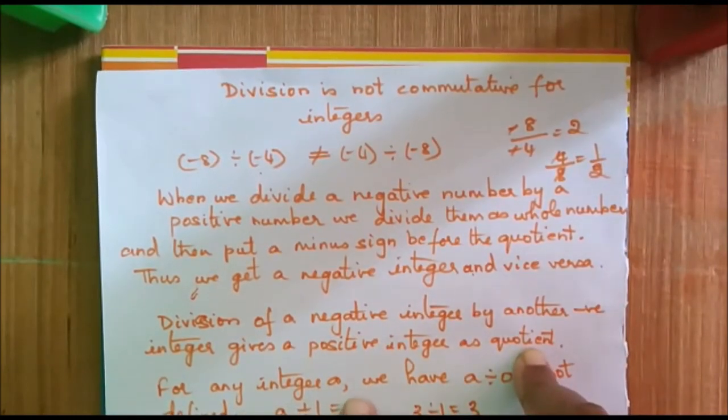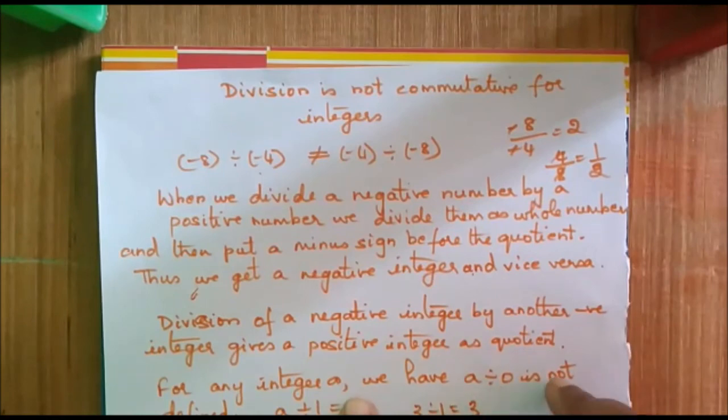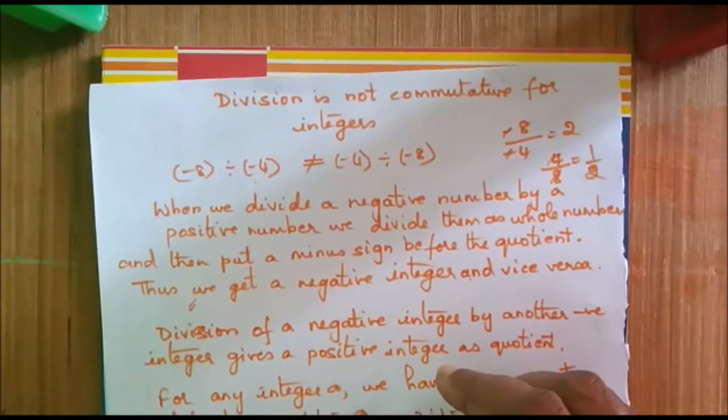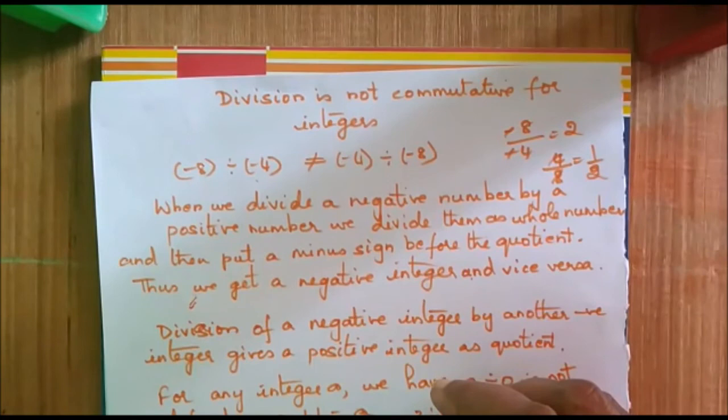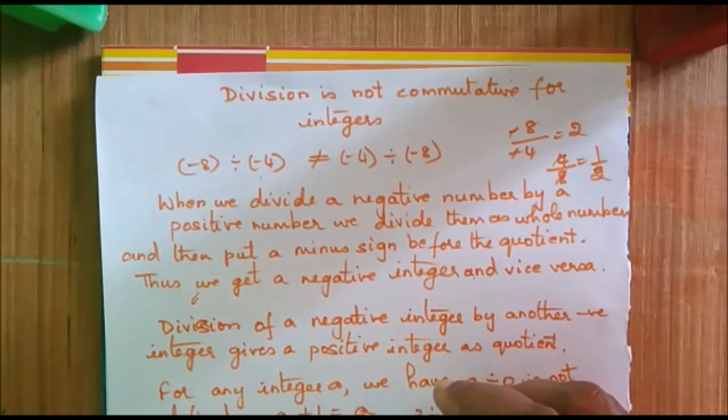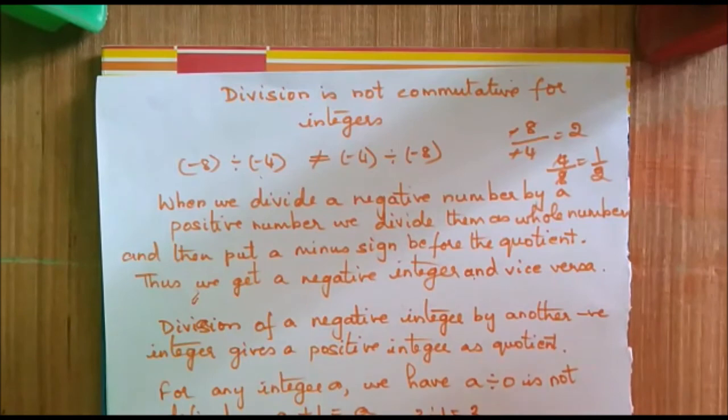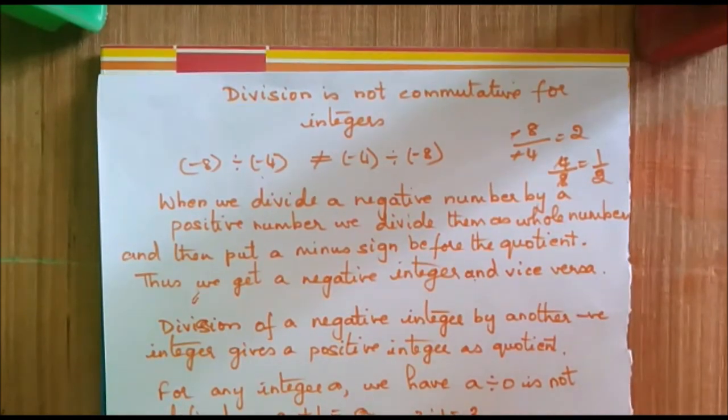Therefore, for any integer a, a divided by 0 is not defined. Any number that is divided by 0 is infinity. It is not defined. Whereas a divided by 1 is equal to a. That is 3 divided by 1 is 3.